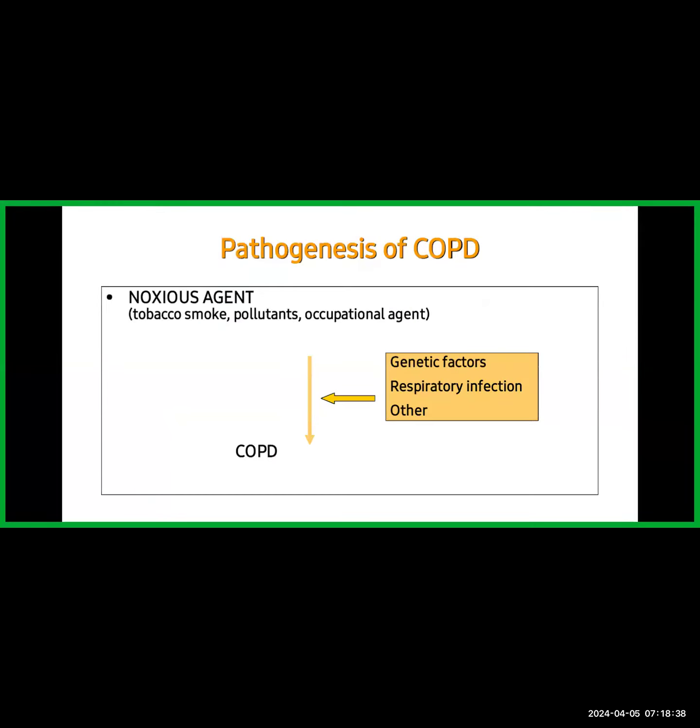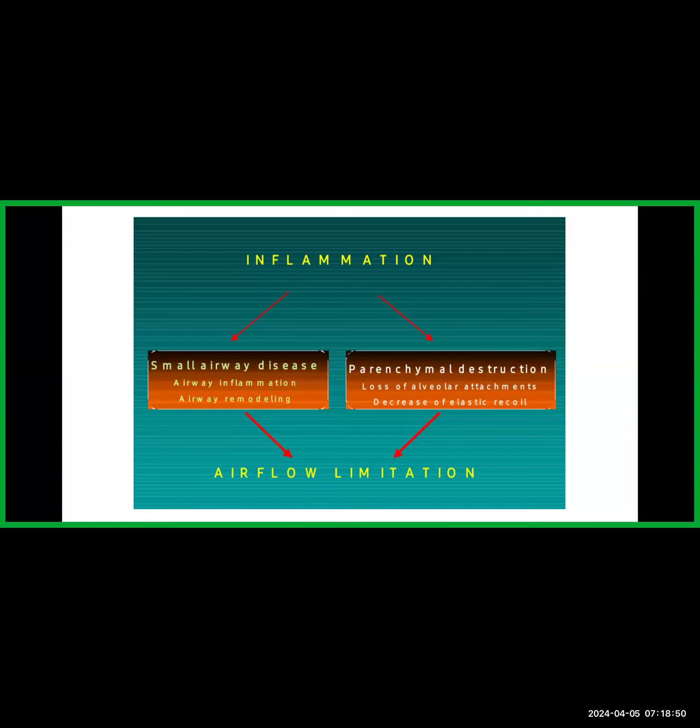So this is the pathogenesis. As we said, it is an interplay of several risk factors ranging from noxious agents, genetic factors, respiratory infection, and others like malnutrition. Coming together, they stimulate abnormal and persistent inflammatory responses affecting the small airways and the parenchyma of the lung. In small airways, they cause airway inflammation and interfere with normal remodeling. In the parenchyma, they cause destruction of the alveoli and elastic recoil, especially if they affect the normal balance of elastase and anti-elastase, as well as surfactant to some extent. So overall, they lead to airflow limitation.